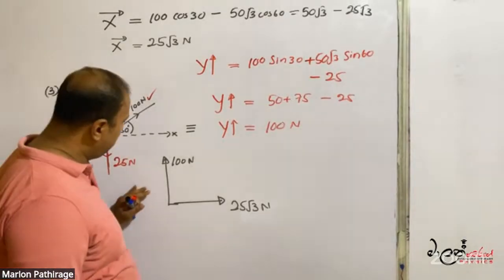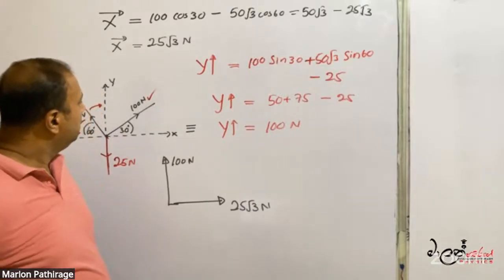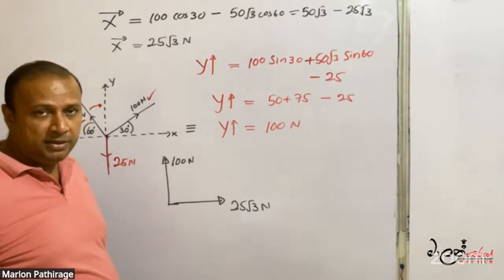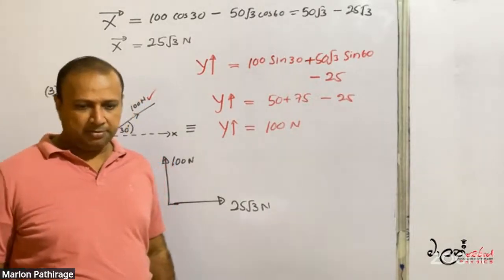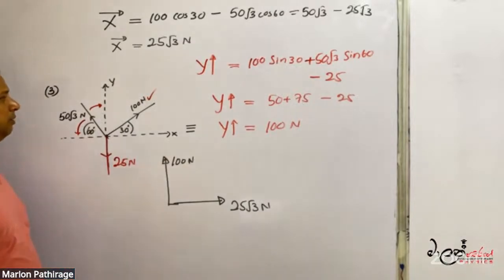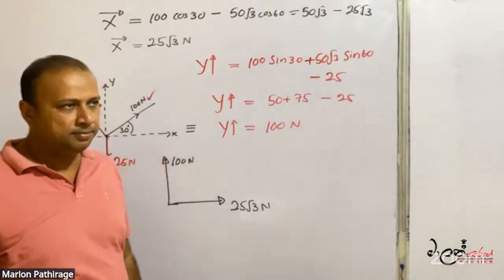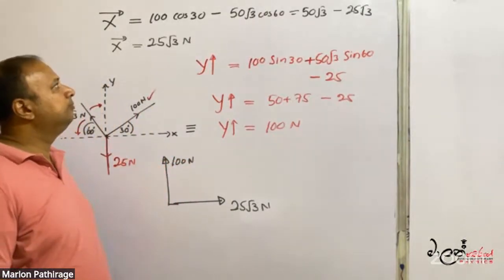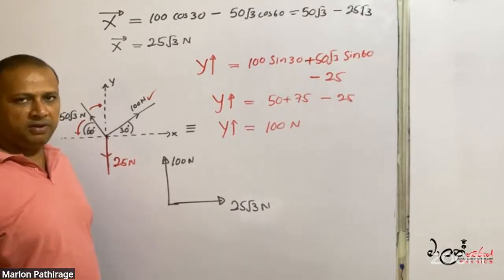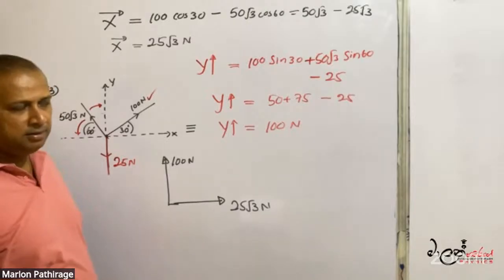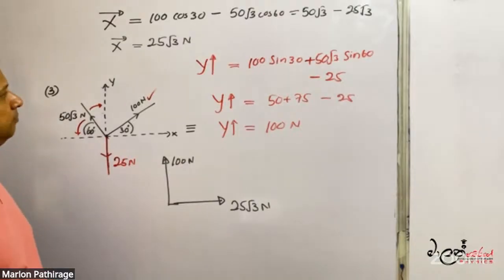The first step is resolving all the vectors into x direction and take the vector sum. Second thing is resolving all the vectors into y direction and taking the vector sum.